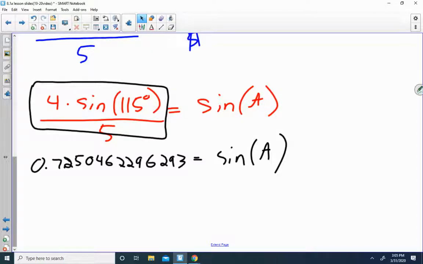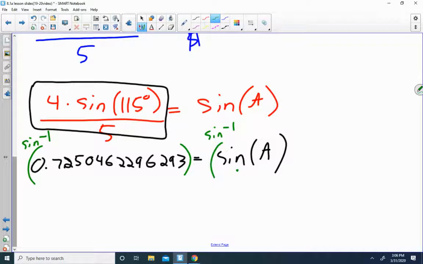I still have to get rid of sine. And some of you might remember, how do I get rid of a sine? By taking its opposite. I'm not talking about the opposite, I'm talking about the inverse. That's what I meant to say. You gotta take the inverse of both sides. So then it will cancel the sine on this side, and you'll just have A. So then on our calculator, we gotta do sine inverse of this whole decimal.